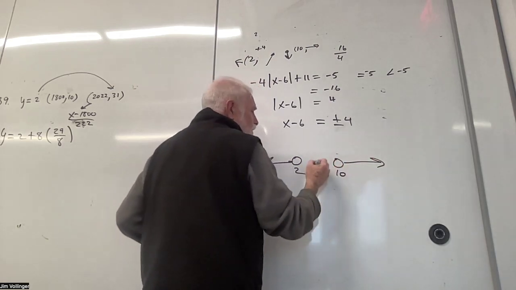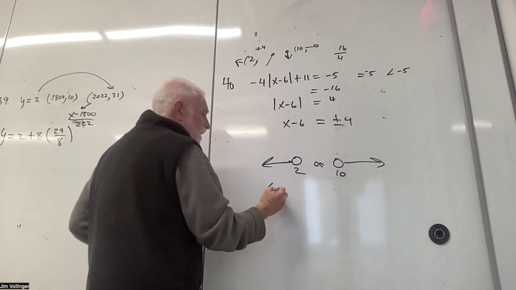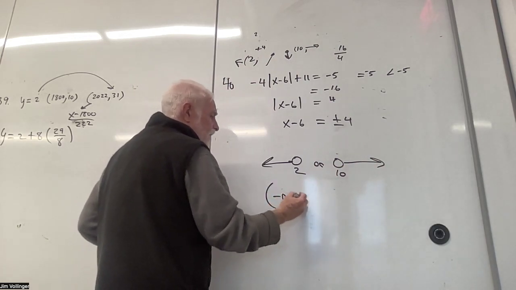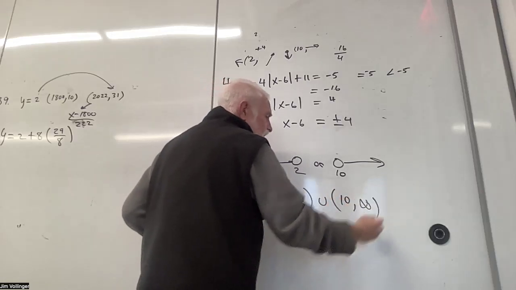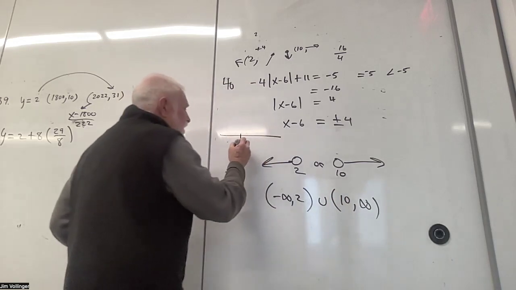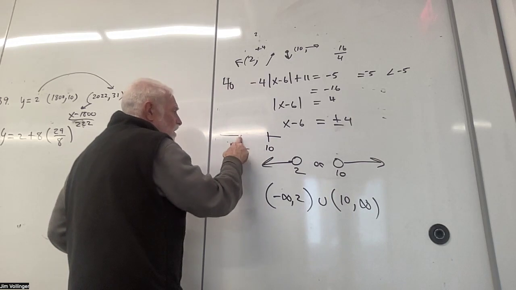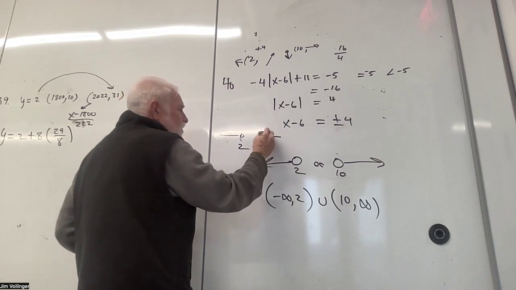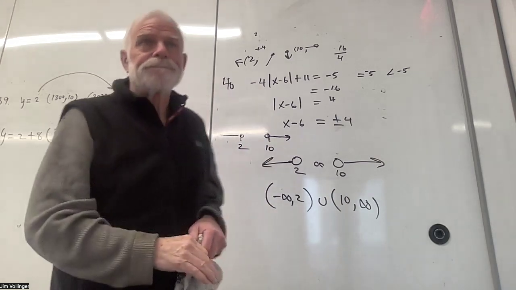And this needs the word or, but in interval notation, less than 2 goes to -infinity, union 10 to infinity, is a better way of describing intervals. Intervals on an x-axis, 2, 10. The numbers in between didn't work. Those numbers did. And this is the way we want to express it.